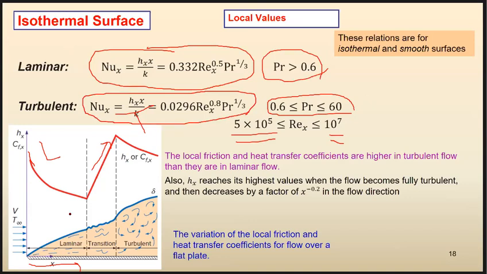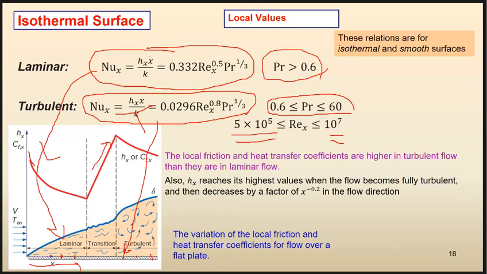So, for example, if you are in a laminar flow and your Prandtl number is larger than 0.6, this equation gives you the heat transfer coefficient, for example, at this specific x or at this specific x. So it's changing because x is changing, and the same for turbulent. So it gives you turbulent heat transfer coefficient at a specific point. It depends on the x value.